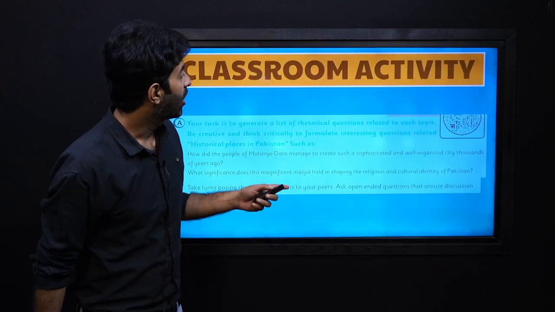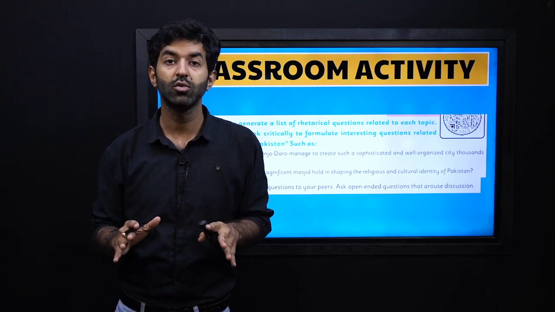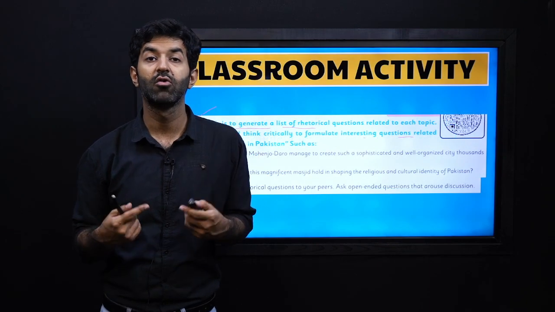Right. Now, after learning about all these rhetorical questions, it's time to do your classroom activity, which is to generate a list of rhetorical questions related to each topic. Be very creative and think critically to formulate interesting questions related to the historical places in Pakistan, which is the main lesson. So these are all the different kinds of topics, and you have to generate rhetorical questions.